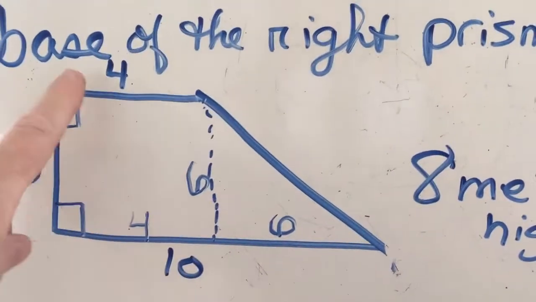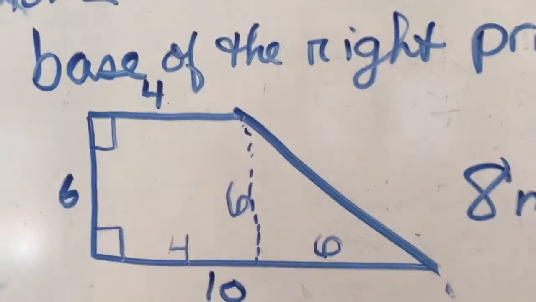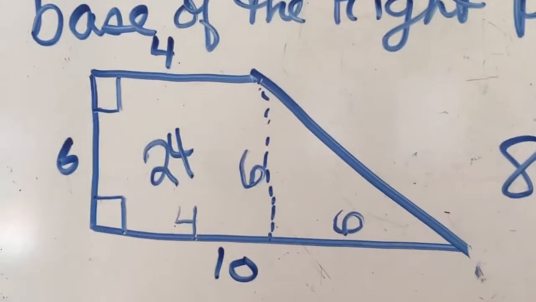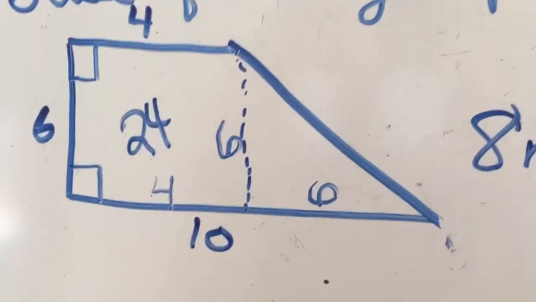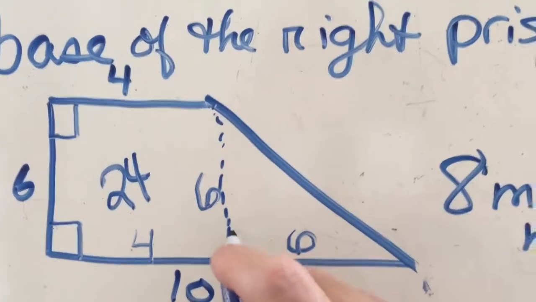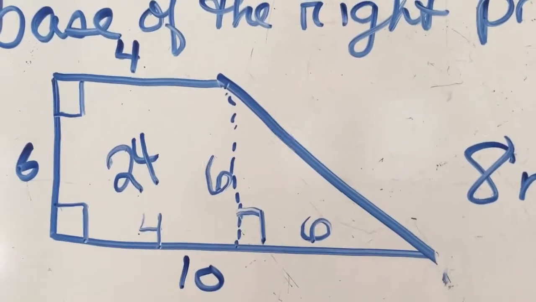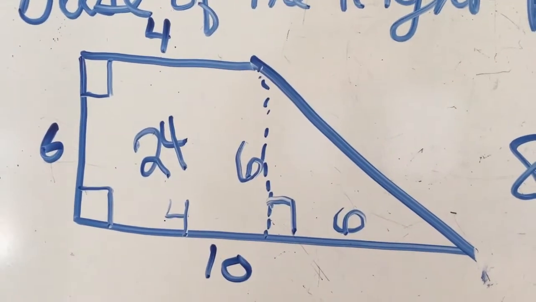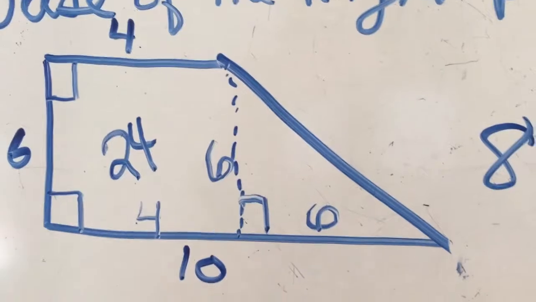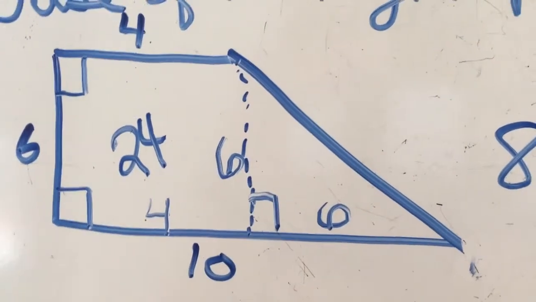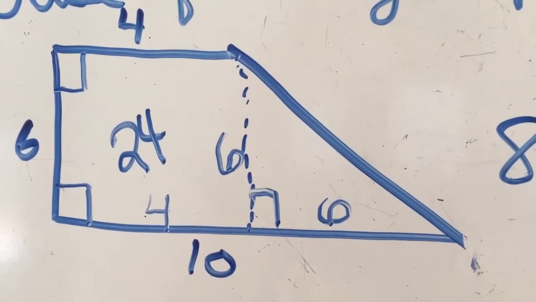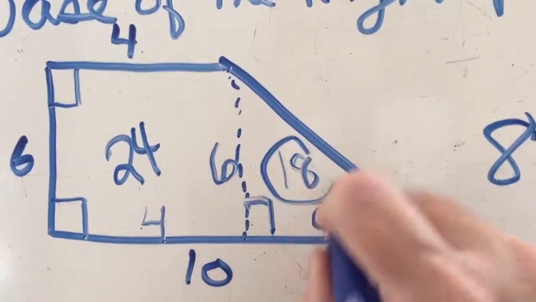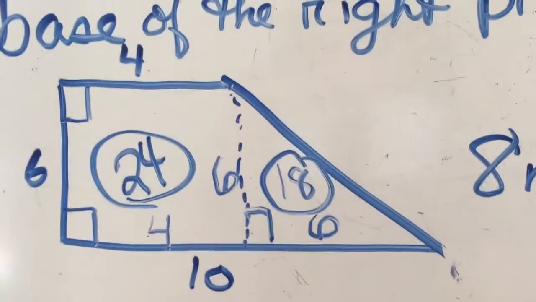So now we have our rectangle that is 4 by 6, and 4 times 6 is 24, so that is 24 square meters in there. And then we have a triangle that is also a right triangle. So what is the area of a triangle? Well, it's 1/2 base times height. So we're going to have 1/2 times 6 times 6, and that is 1/2 of 36, or 18. So we'll just put a little 18 in there and a 24 there.